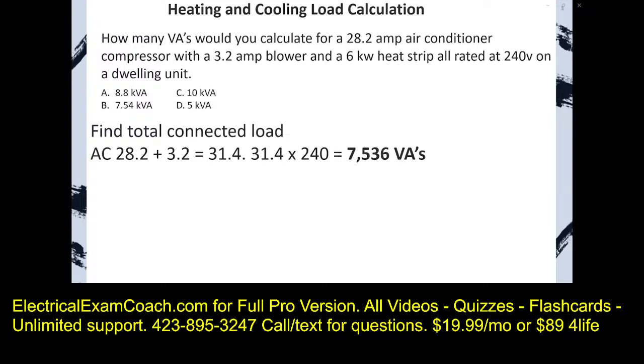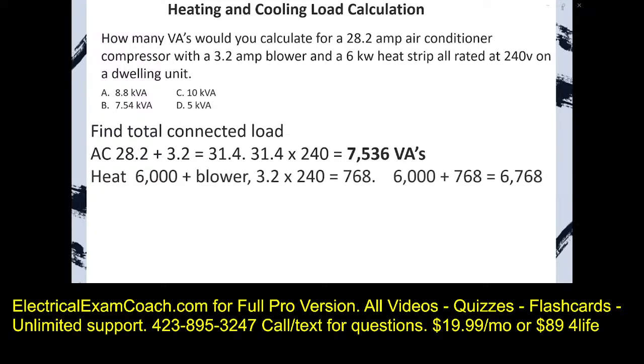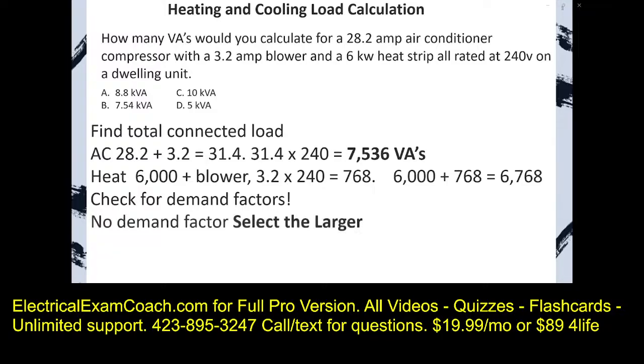Now let's do our heat. We know that we had 6 kW to start with. Then we need to add our blower motor. We take our blower motor at 3.2 multiplied by the voltage, and that gives us another 768 VAs. We total those two together, and we check for demand factors. There are no demand factors on this part of the code, so we're just going to select the larger, and in this case, we're going to select the cooling. Great job.